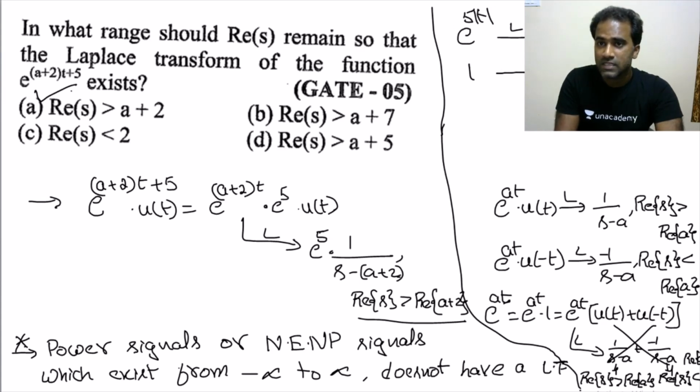Next up, constant signal 1. Laplace transform does not exist because it is a two-sided power signal. Next up, cos omega naught t. Our discussion is about bilateral Laplace transform, you have to mind this. So cos omega naught t bilateral Laplace transform does not exist because this is a power signal from minus infinity to plus infinity. You might have remembered a formula for cos omega naught t.